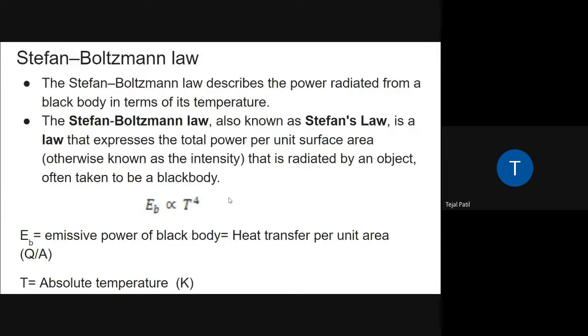Now when there is radiation, you are supposed to follow the Stefan-Boltzmann law. The Stefan-Boltzmann law basically talks about the black body. What is a black body? A black body is one which radiates continuously and the maximum amount of heat. So the Boltzmann law says that the total power per unit surface area radiated by an object, often taken to be a black body.